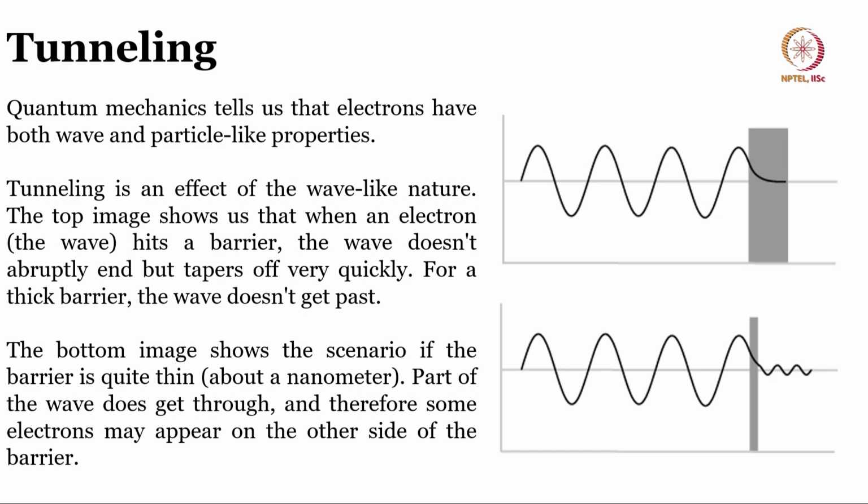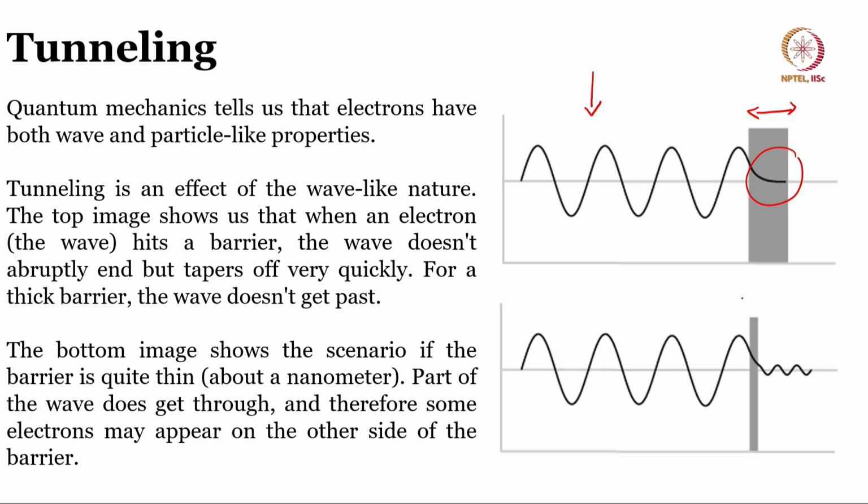The top image shows that when an electron hits a barrier, the wave does not abruptly end, but tapers off very quickly. You can see that it is tapering off when it hits a barrier which is thick. This is a thick wall. For a thick barrier, the wave does not pass through the wall, which is obvious.